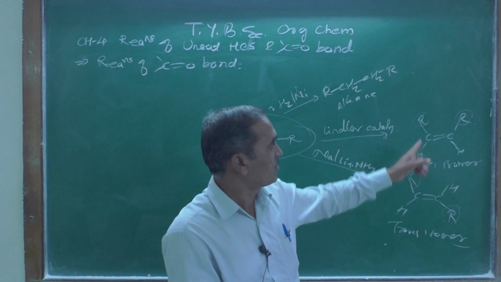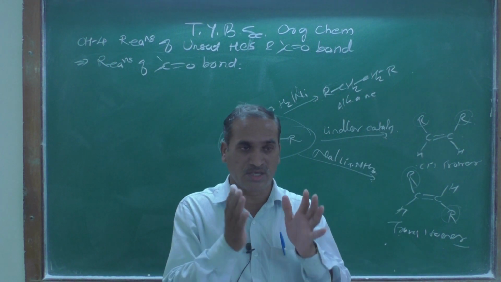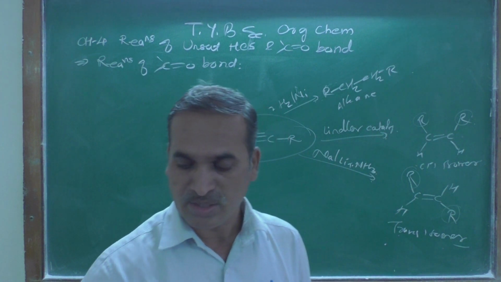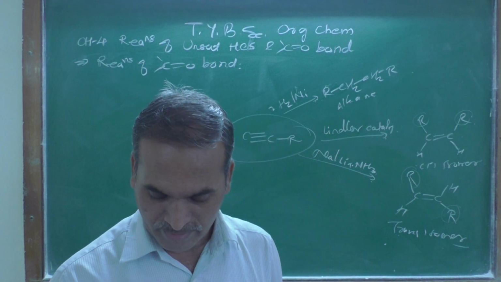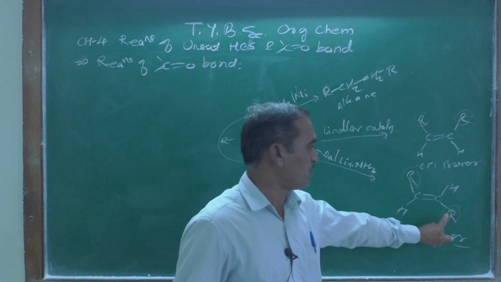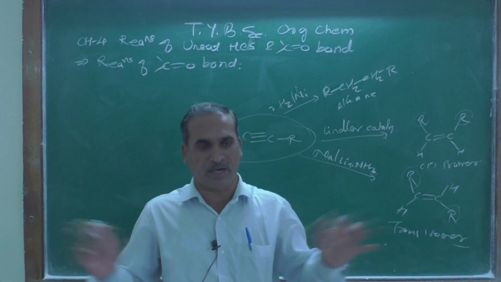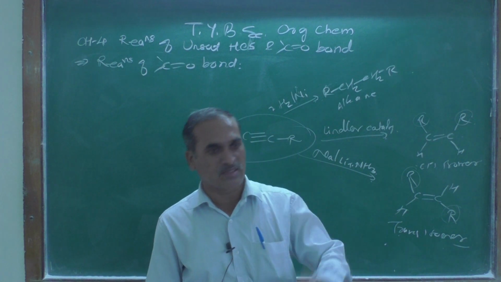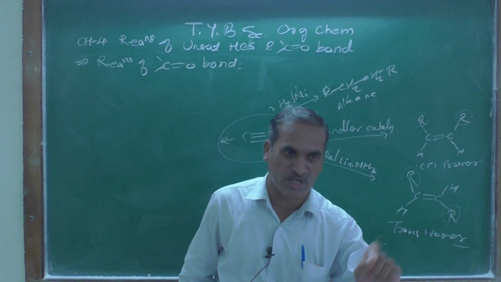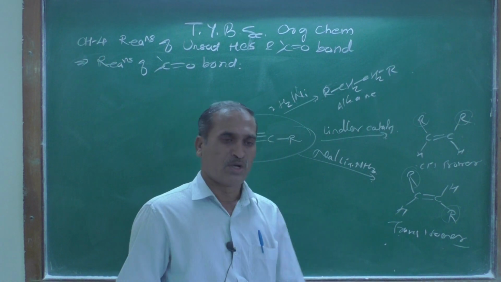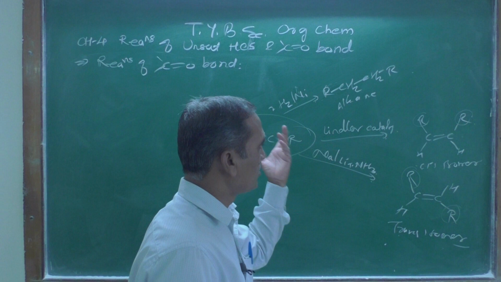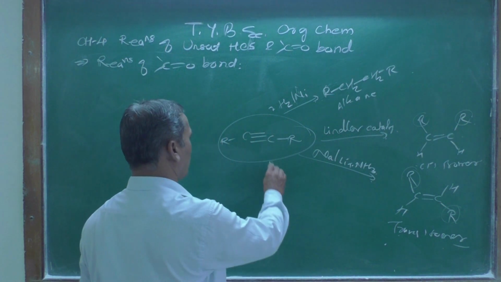So here the internal energy increases, and therefore the cis isomer is less stable as compared to the trans isomer. In the trans isomer, these two bulky groups are well separated from each other, there is no steric interaction, hence the trans isomer is more stable than the cis isomer. These two-mark questions may appear in the exam, so this is a general rule you can remember.